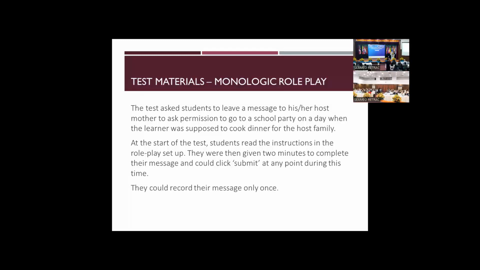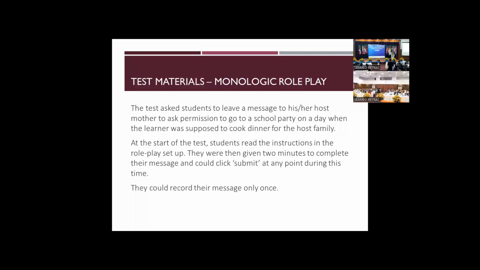So it's a sort of study abroad situation, where these students had found out that there was a party going on at their school, but they had promised the homestay mother that they would cook dinner that night, and so they want to get out of it, right? They want to say they can't do it, etc. So they had to read the instructions, and they were given 2 minutes to complete the message, and then they could click submit at any point during this 2-minute time, but they could only record their message once, right?